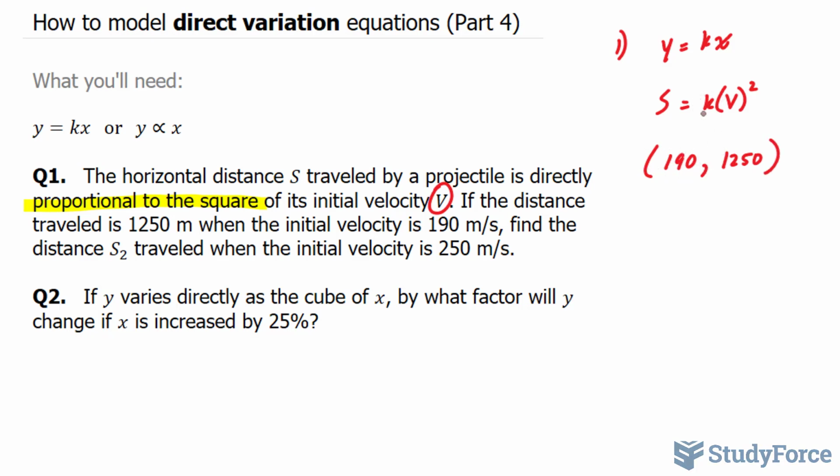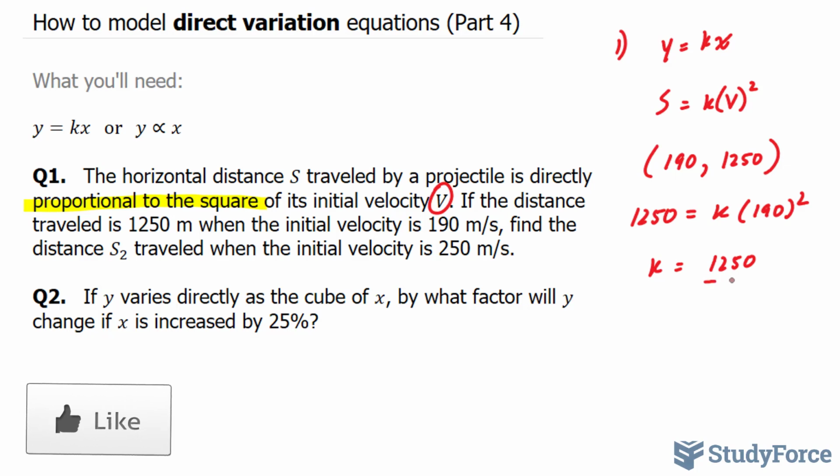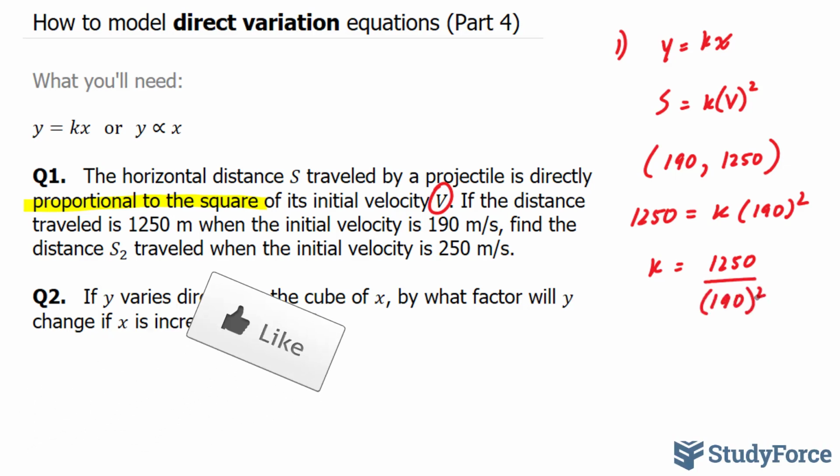Substituting these values to solve for k, we end up with 1,250 equals k times 190 to the power of 2. Therefore, k is equal to 1,250 over 190 to the power of 2. That will serve as our k value, and if you use your calculator, you'll end up with a very small number. So just keep it this way instead of evaluating it.